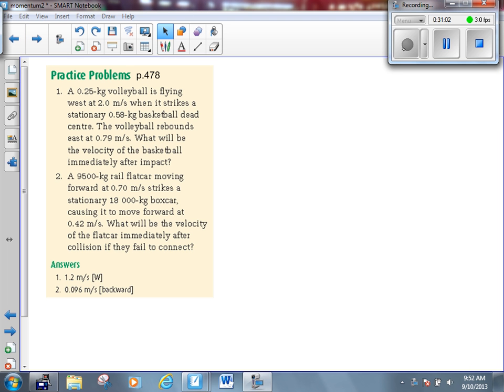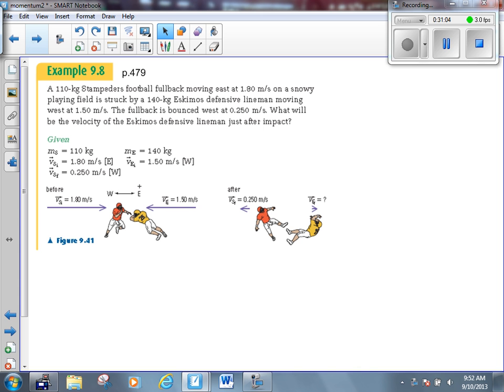All right, let's take a look at another example here. We get two football players this time. A Stampeders football player who's 110 kilograms, and he's moving east at 1.8. And he's struck by a 140 kilogram Eskimo defensive lineman moving west at 1.5. We've got a couple of different directions here. So right away, we're probably going to say east is positive. That means west is negative.